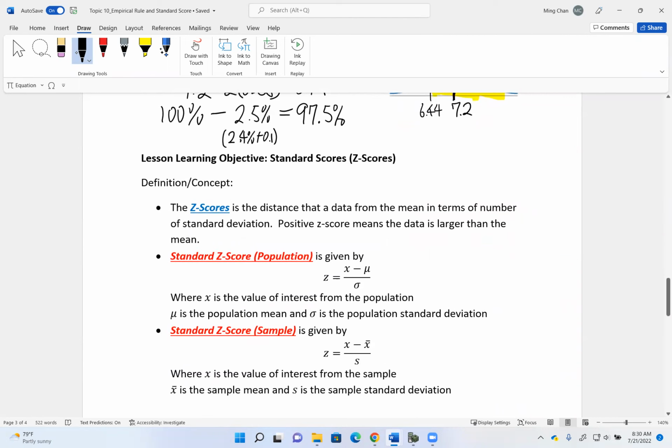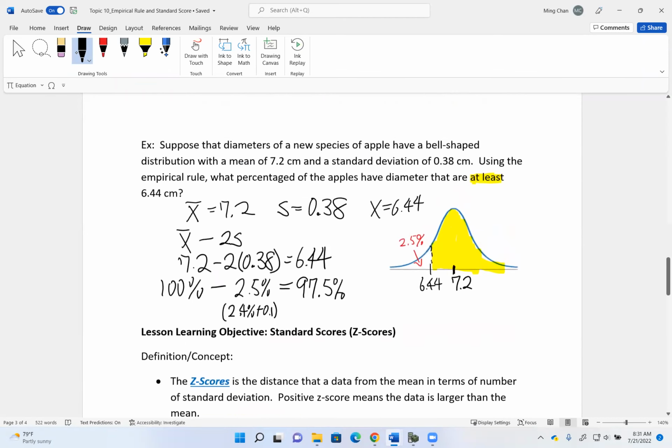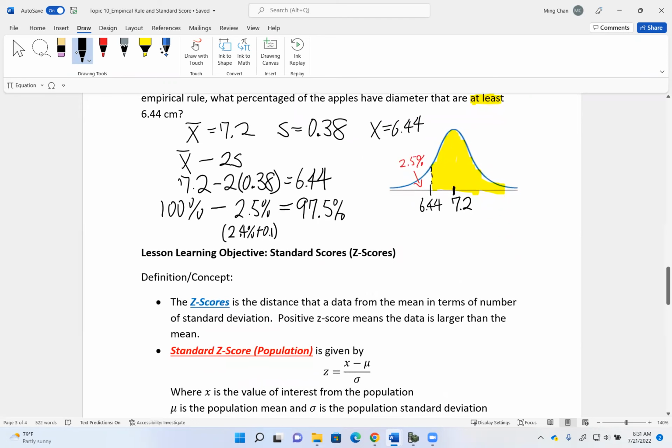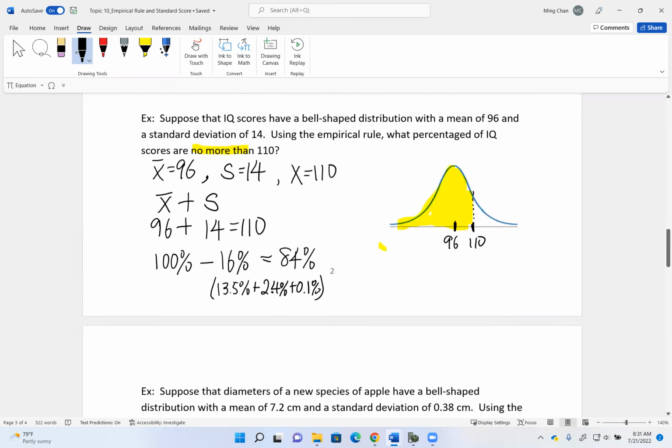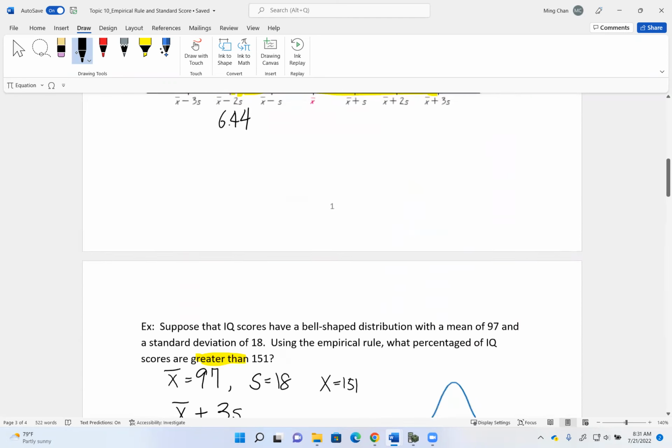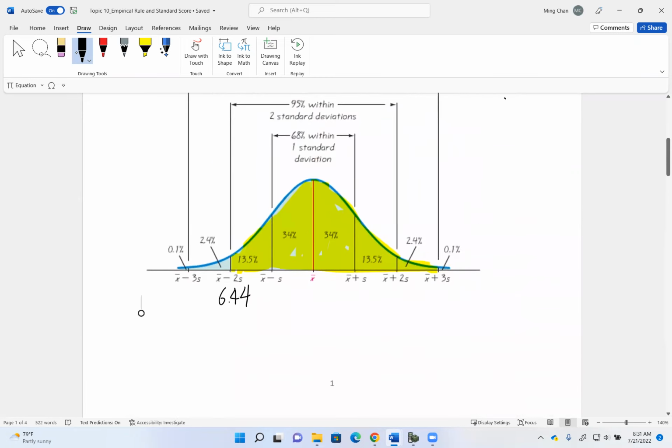The z-score is the distance of a data value from the mean in terms of standard deviation. How many standard deviations away? A positive z-score means the data is larger than the mean. A negative z-score means the data is smaller than the mean. So think about this. The example we just did, we keep referring back to the same picture, right?